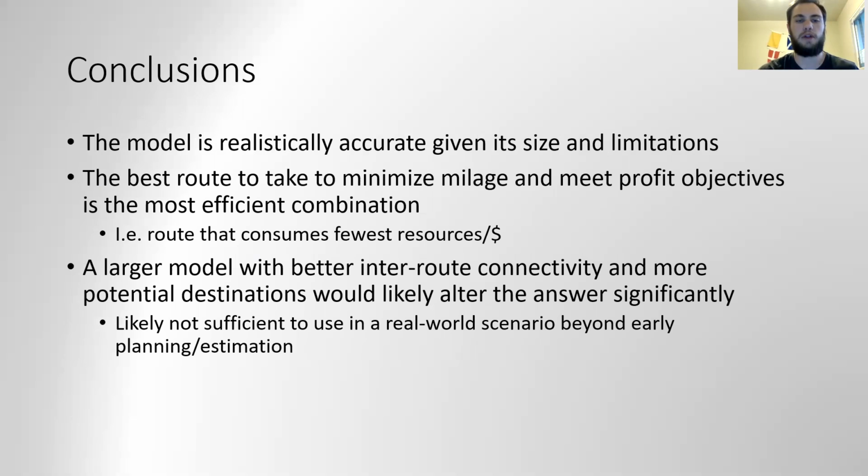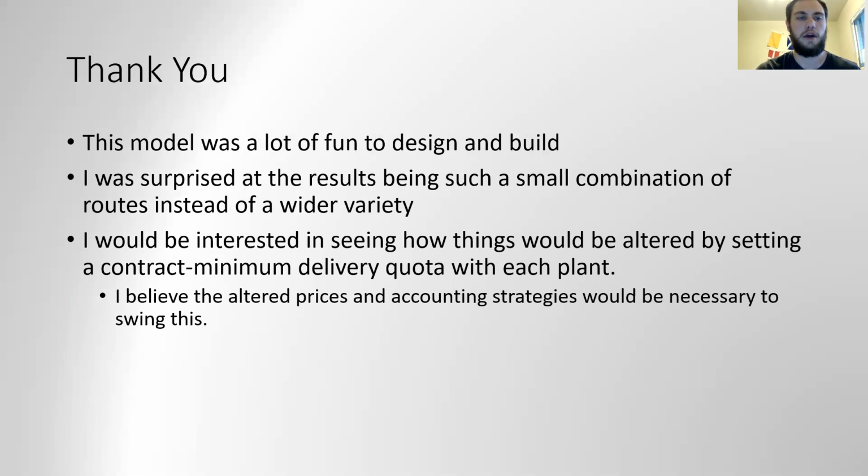Some conclusions. The model is realistically accurate given its size and limitations, but it kind of tells you the obvious. The best route to take to minimize mileage and meet profit objectives is the most efficient combination of routes, so the one that consumes the fewest resources. A larger model with better inter-route connectivity and more potential destinations would likely alter this drastically. It's likely not sufficient to use in a real world scenario beyond initial planning.